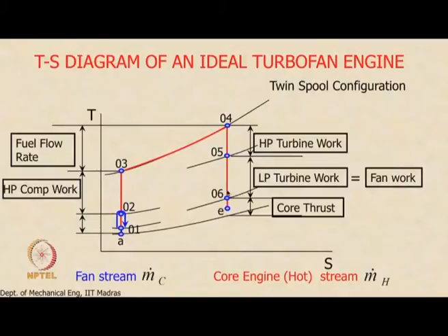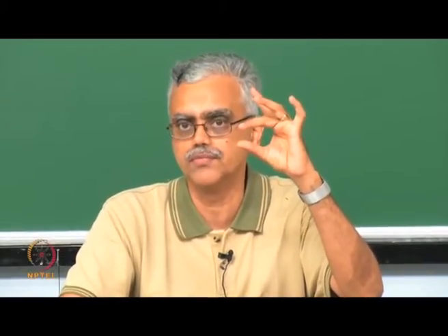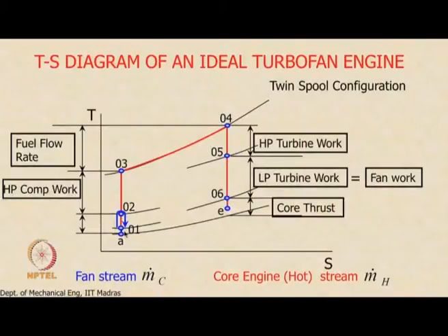Whereas the LP turbine handles only m dot h, but it has to produce an amount of work which is equal to the fan work, which is why you see 05 and 06 being quite far apart, whereas 01 and 02, although the work is the same, are very close to each other. That is because of the difference in the mass flow rates. This enthalpy change is multiplied by m dot c plus m dot h, whereas this enthalpy change is multiplied by m dot h alone. That is why they appear this way.